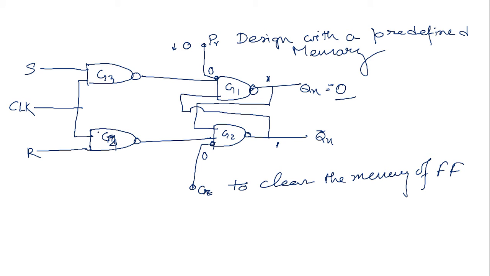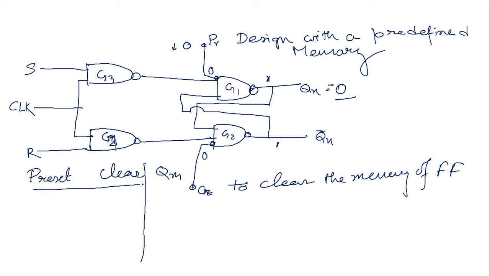So I can write the relation between Qn and preset or clear. Maybe both inputs can be connected to the flip-flop, or maybe only a single preset or clear can be connected, or a flip-flop without preset and clear connections is also possible. Based on these states, I can write the truth table, like the functionality.